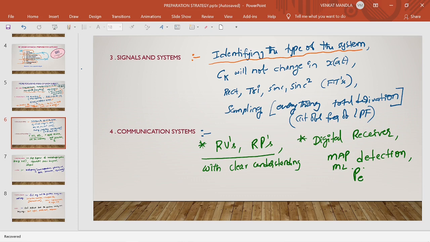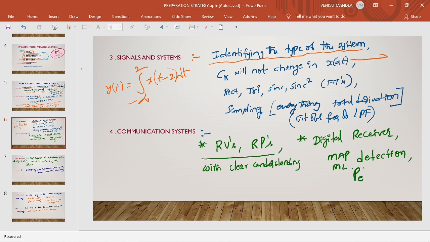For example, y of t equals integral from minus infinity to 2 of x of t minus 2 dt. Okay, they will give you this kind of questions. So what kind of system is it? Is it linear? Is it time invariant or time variant? Is it stable or unstable? All those questions will come. So identifying the system is the more frequently asked question.